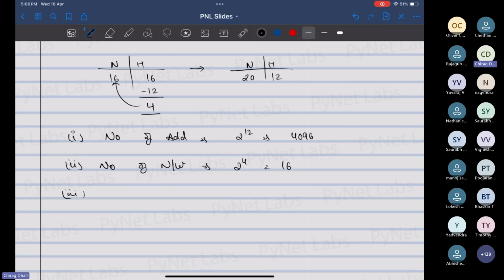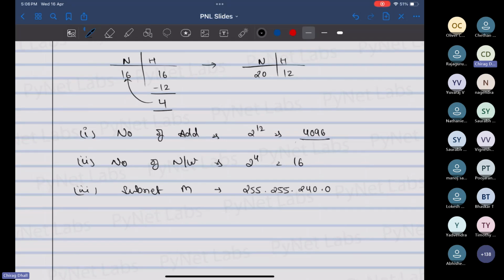Then I'll calculate subnet mask. For 20 bits, subnet mask is going to be 255.255.240.0, right? And to calculate range, I'll divide this by 256. I'll get 16. So my range will become 150.20.0.0 to 150.20.15.255.